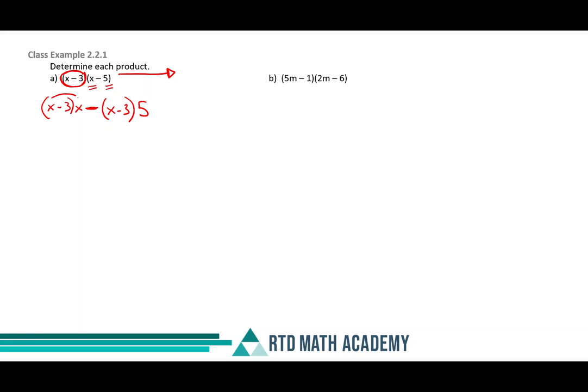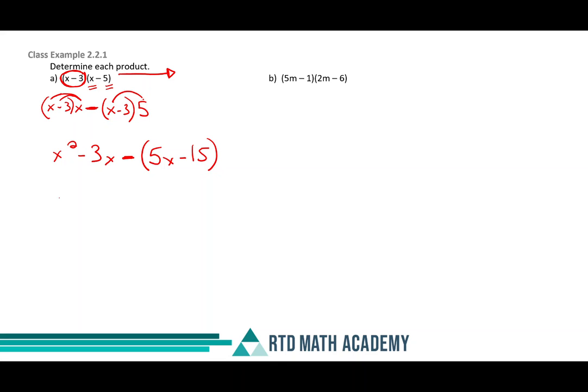Now this is just x multiplied by x, which is x squared, and x multiplied by negative 3, which is negative 3x. Over here, I'm going to get a minus sign. I get 5 times x, which is 5x, and 5 times negative 3, which is negative 15. I want you to notice that I kept my negative sign in a big set of brackets.